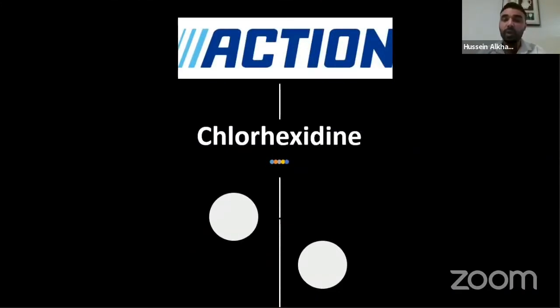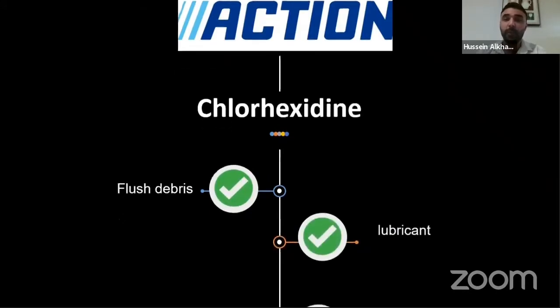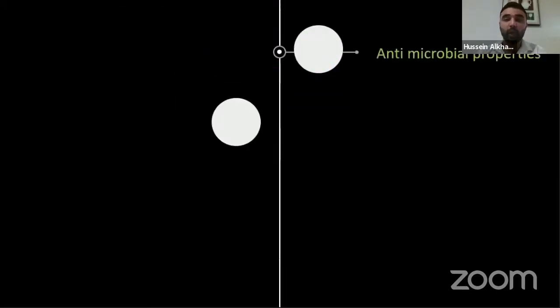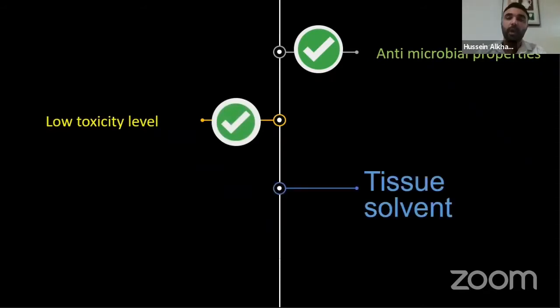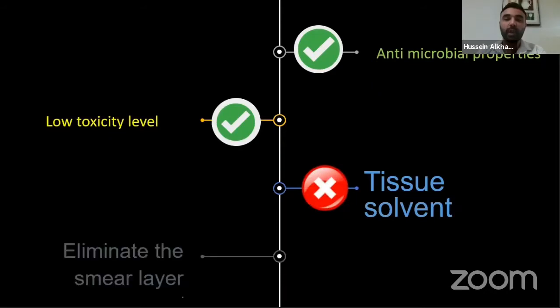Now, also, let's compare the chlorhexidine properties with the ideal requirements of an irrigation solution. Flushing debris is good. Lubrication is good. The antimicrobial properties of chlorhexidine are accepted and high. Its toxicity level is lower than sodium hypochlorite. It cannot do tissue dissolving action, nor remove the smear layer.